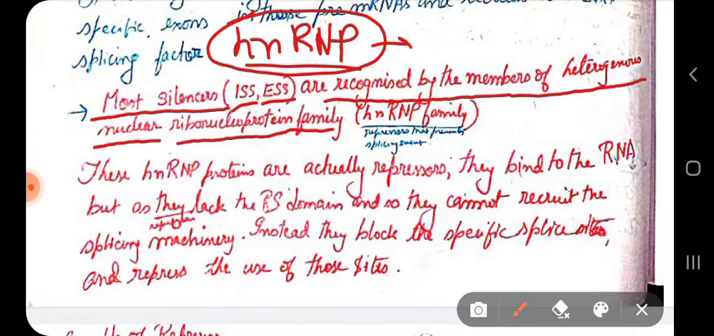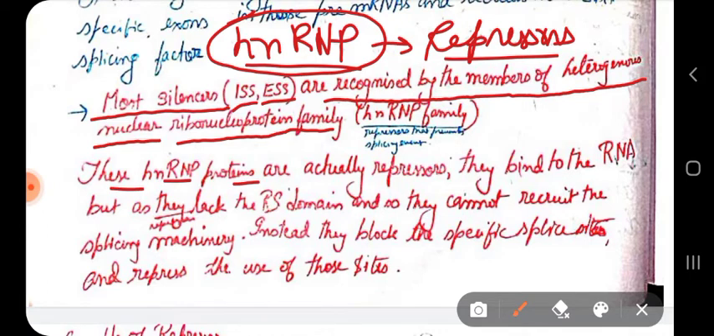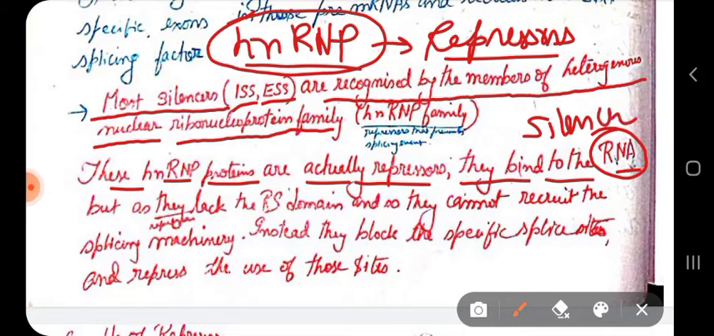These are a type of repressors. These are an example of a repressor, the hnRNP. So these hnRNP proteins are actually repressors. They bind to the RNA. Specifically, they bind to the silencer region, like intronic splicing silencer, exonic splicing silencer.